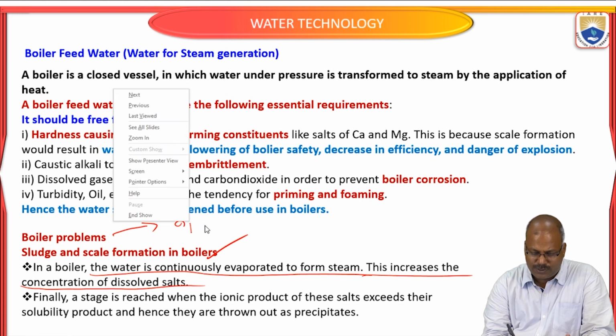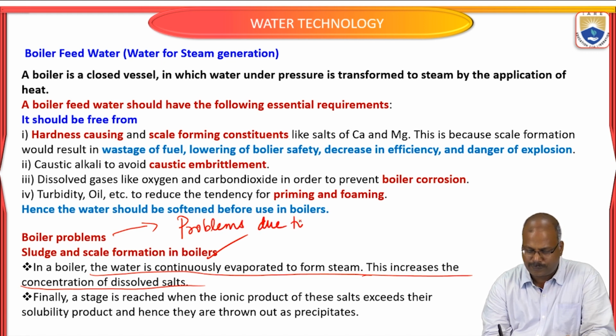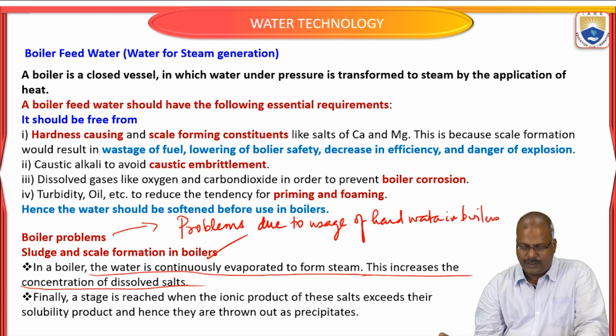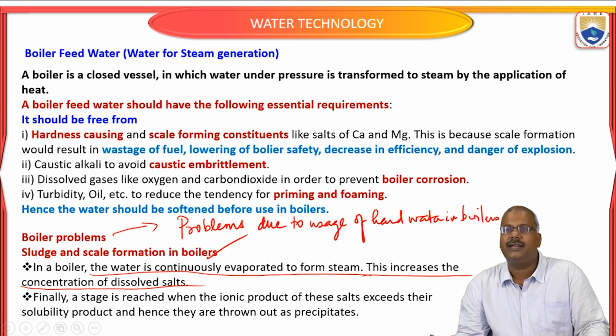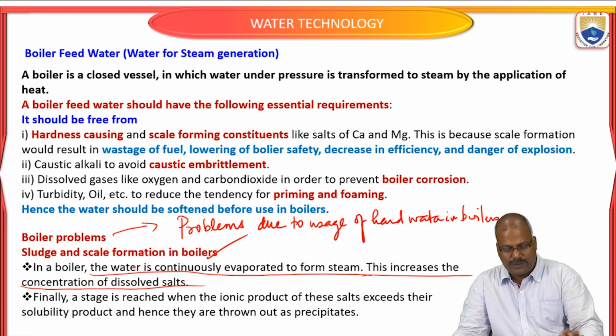So boiler problems means problems due to usage of hot water in boilers. That's what we call boiler problems. In that, scale and sludge formation is very important, and it's a major reason we have to see it a little bit more.